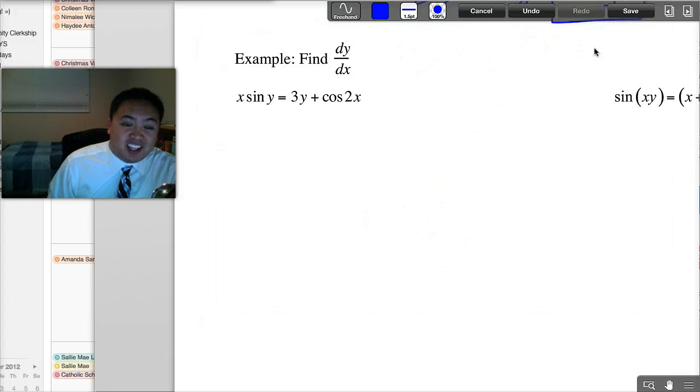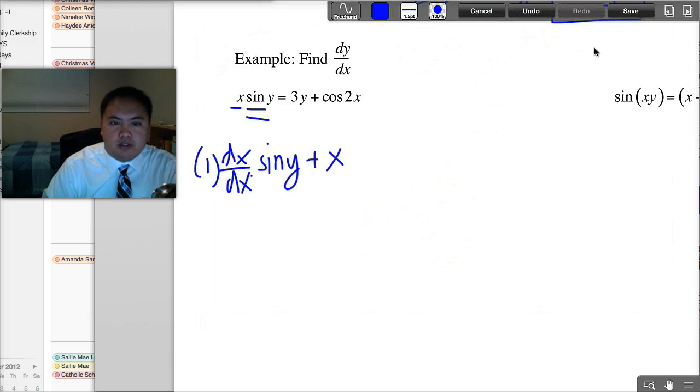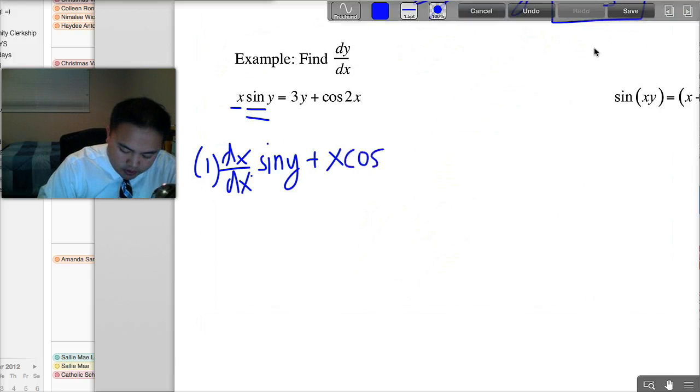Alright. On the left side, I have product rule, x sine y. The derivative of the first term, x, is 1, and then dx over dx. And then I'll leave the second one alone, which is sine y. Plus, I'll leave the first term alone, x, and the derivative of the second one, which is cosine y. And again, since I'm deriving, this one will also be times a dy/dx.